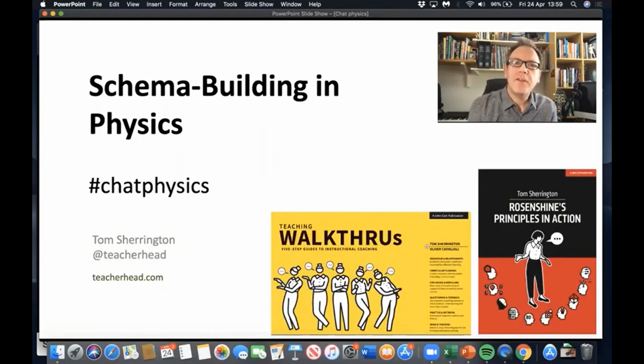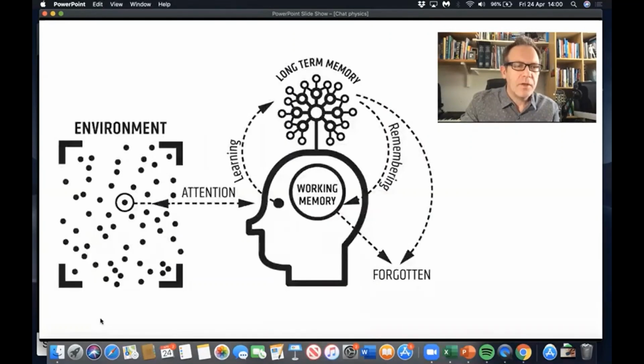And I wanted to just in this talk about schema building in physics, linking the thinking about cognitive science into something which as physics teachers we might relate to more closely, and with a couple of examples. So in the time that we have, that's what I'm going to do. I hope that all the technology works okay.